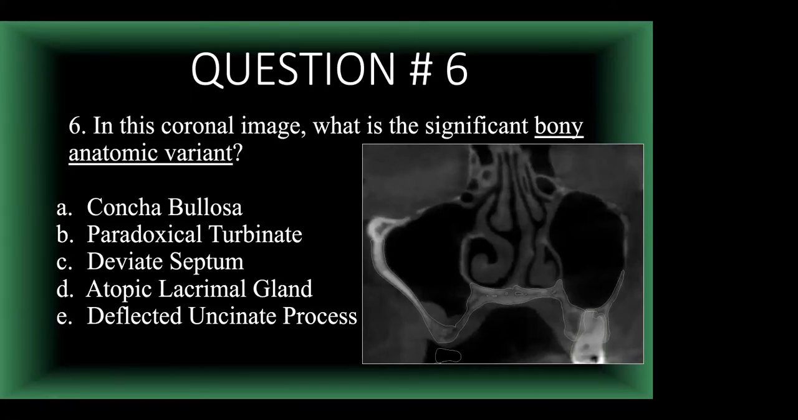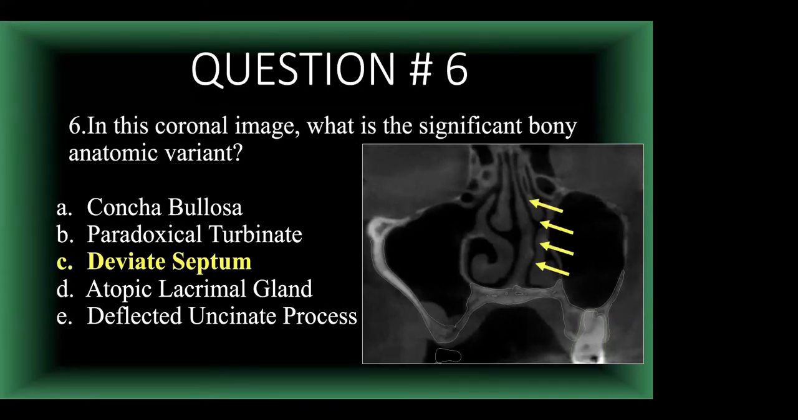Okay, let's see what we have, Robert. We have 68% picking the correct answer as deviated septum. So you can see here, I have the yellow arrows depicting the deviated septum to the left. Now, why is that a concern? If you look on this image, you can see the right ostium is completely patent, but the left ostium isn't.